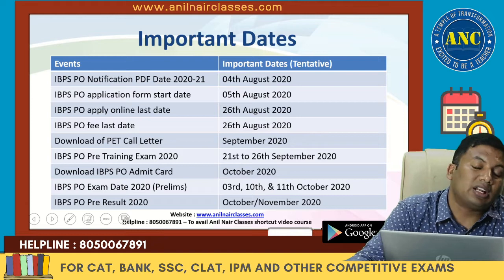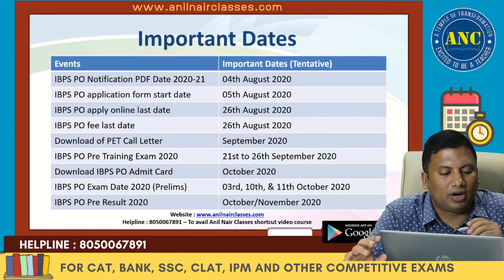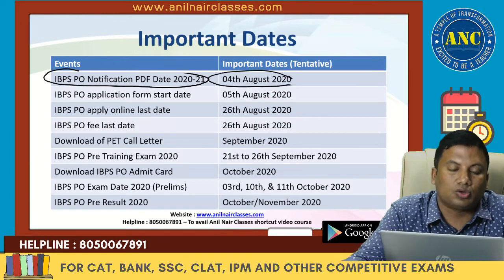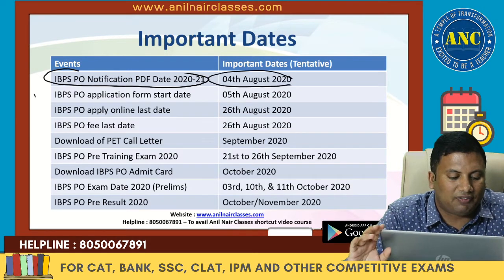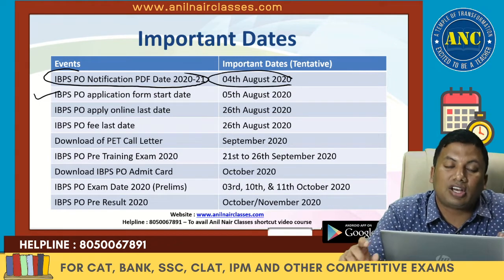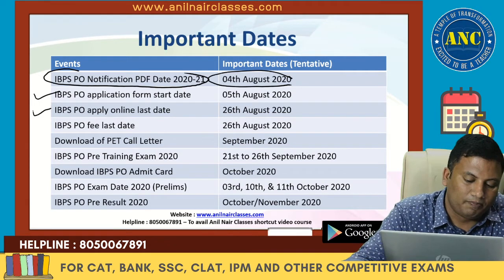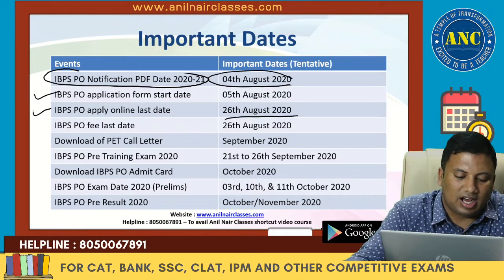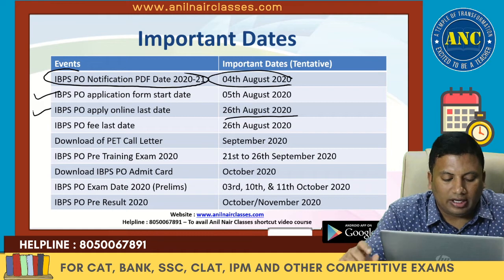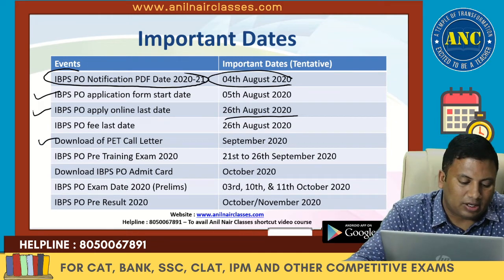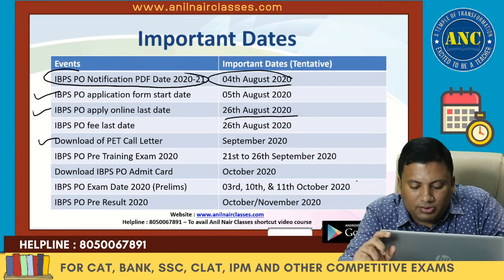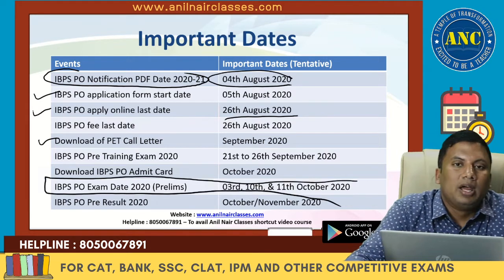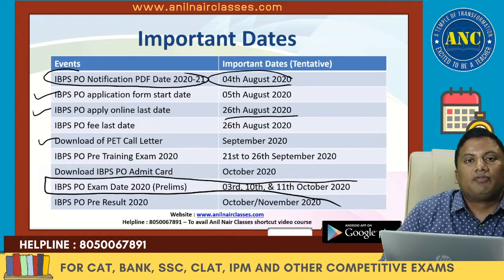Next, what are the important dates? The IBPS PO notification got released on 4th August 2020. Students can start filling the form from 5th August. The last date to fill the IBPS PO examination application form is 26th August. You can download the call letter in September 2020, and the prelims examination happens on 3rd, 10th and 11th October.